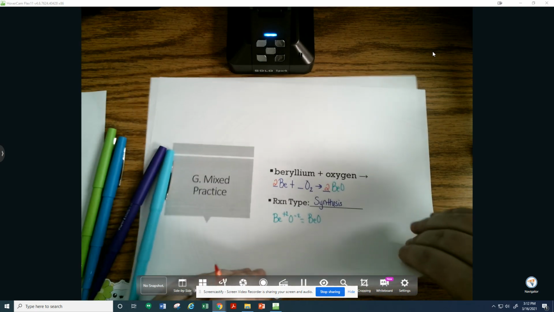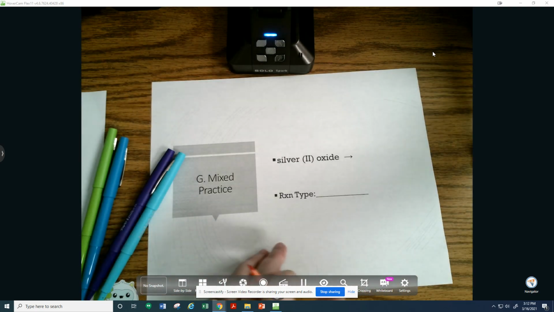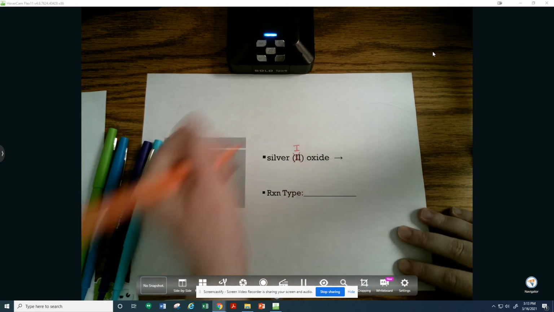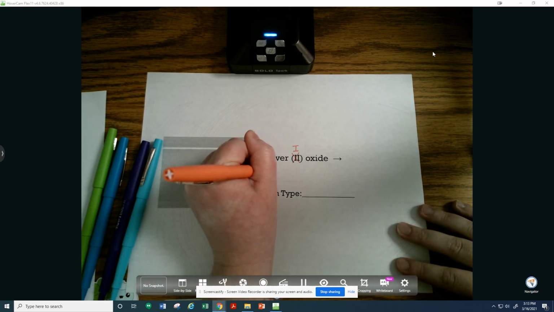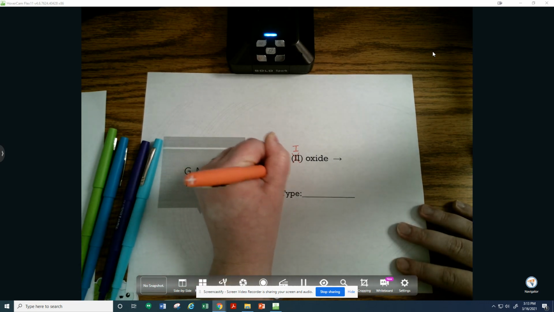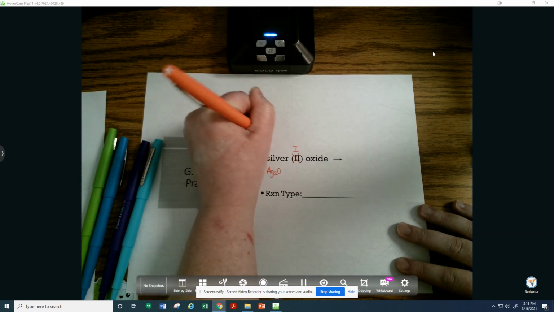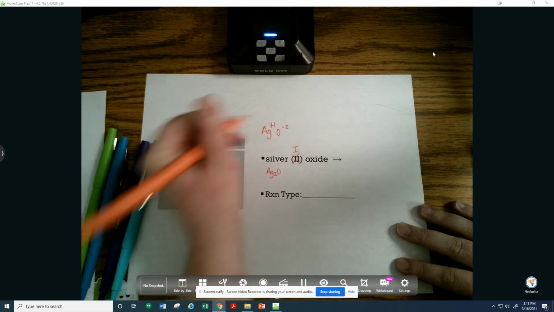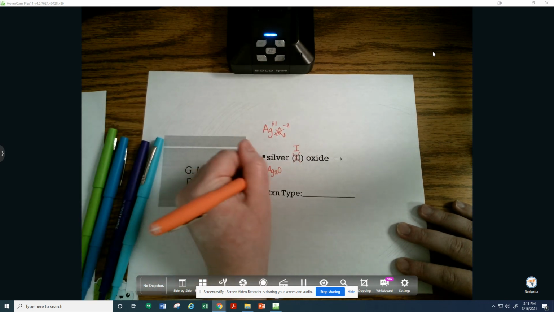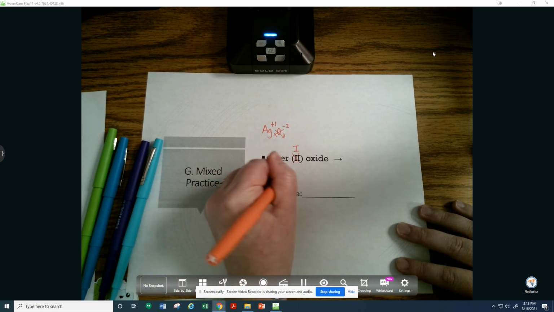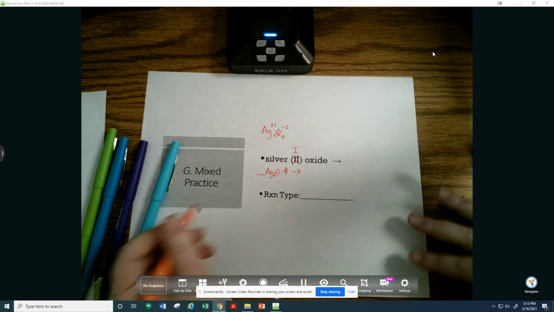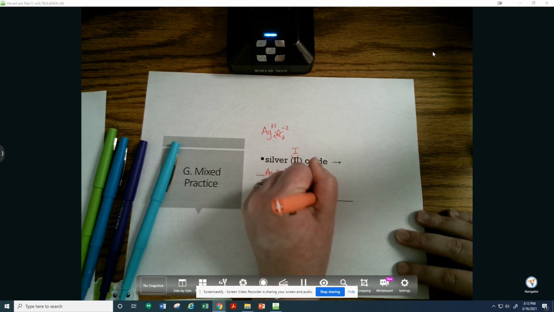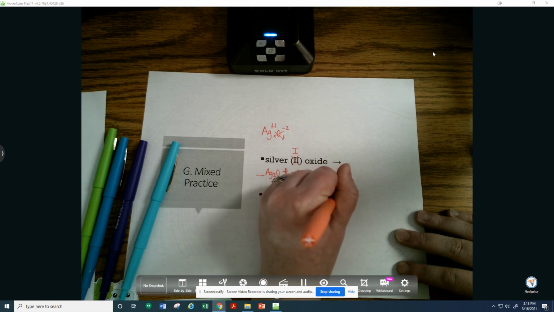Very last example then, we have silver 1 oxide. I can see, or excuse me, silver 2 oxide, and that's a typo. That's really silver 1. So silver 1 is going to be Ag2O. And how I know that is silver is Ag, the Roman numeral is a +1. Oxide is oxygen with a -2 charge. Cross down, I get Ag2O. I can see that in this reaction, I only have one reactant, and that reactant is a compound. Therefore, the only thing it's able to do is break down or decompose. So this is a decomposition reaction.